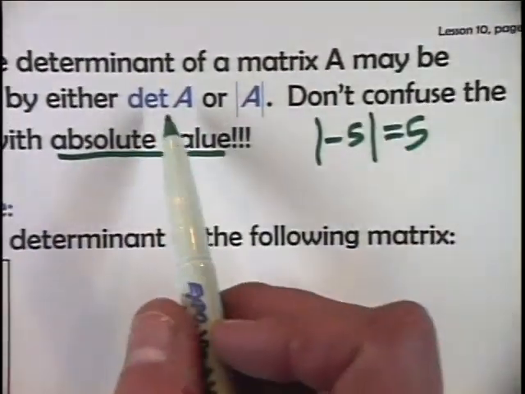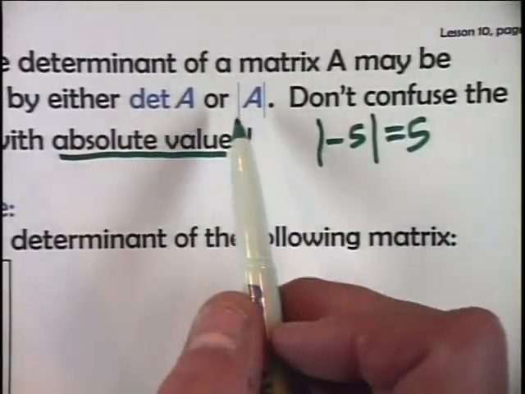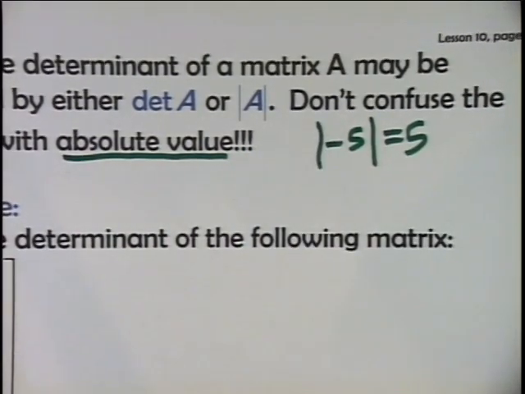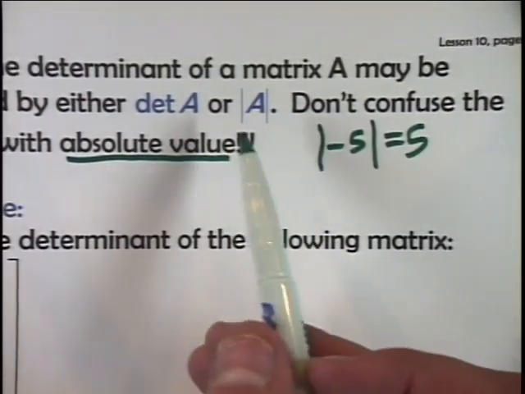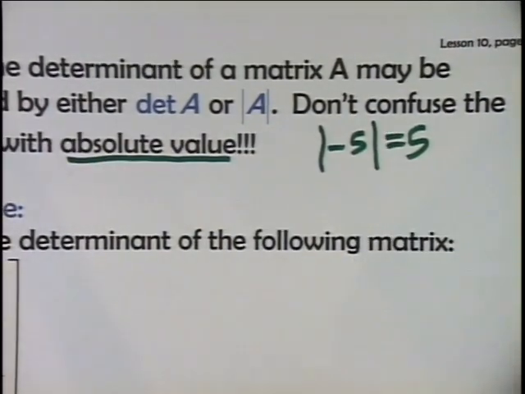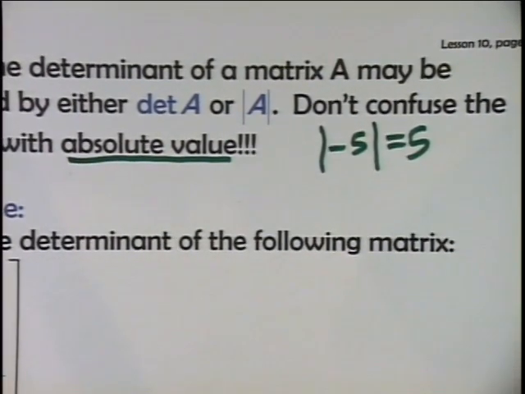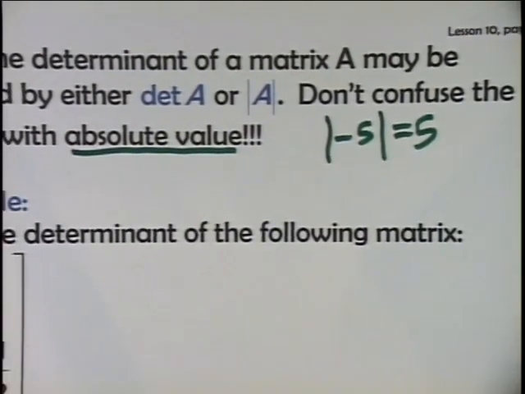Let's say I have matrix A. I can write it as the determinant of A, or what looks like the absolute value of A, but it's not. So you have to be very, very aware of the context in which these symbols are written. Because in mathematics, we like to recycle the symbols. And in different contexts, they have different meanings.